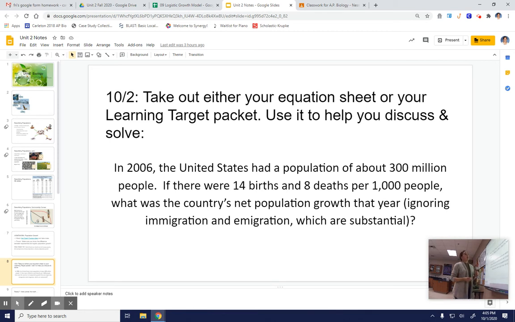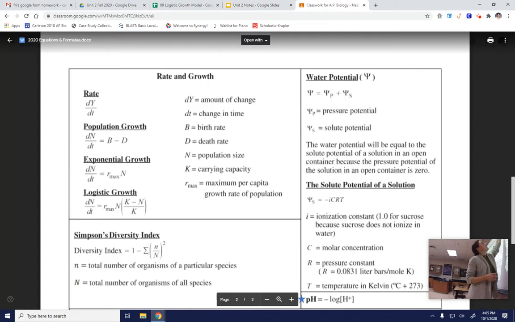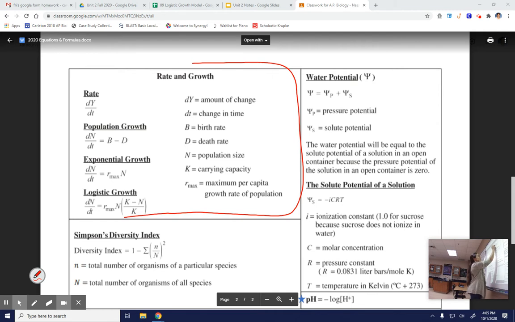over time. So before we start, it would be a very good idea if you have access to the equations and formulas sheet, which I just pulled up on the screen here. You can find this posted in Google Classroom. Today we are basically going to be covering all the information in this section. This is the second page of the equation and formula sheet.